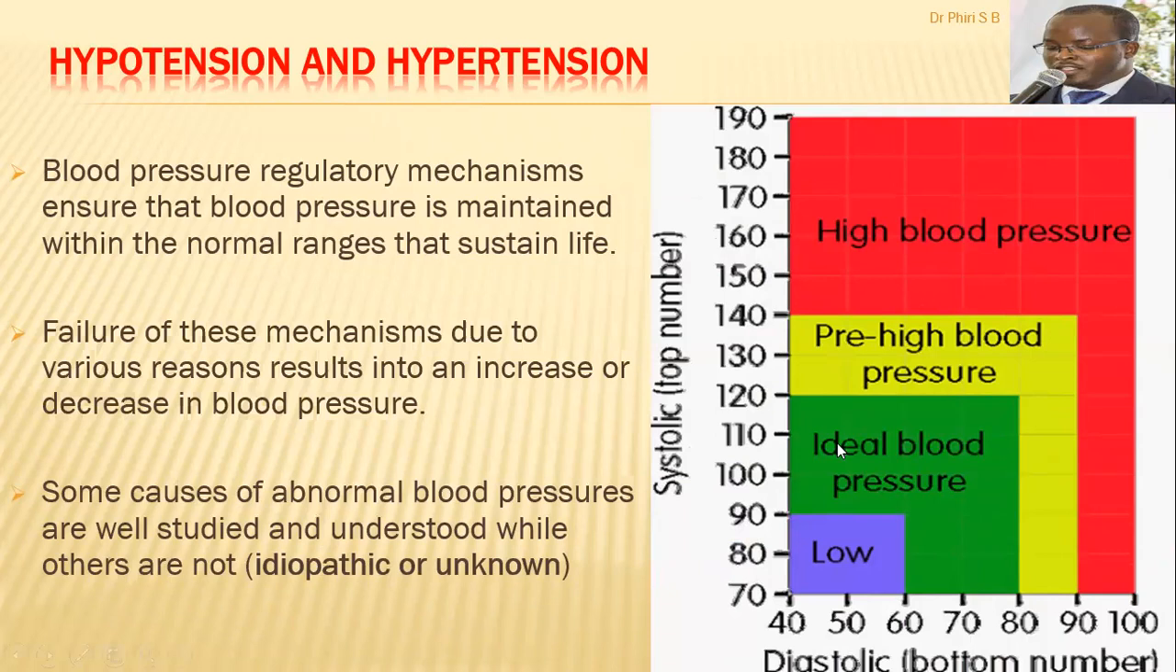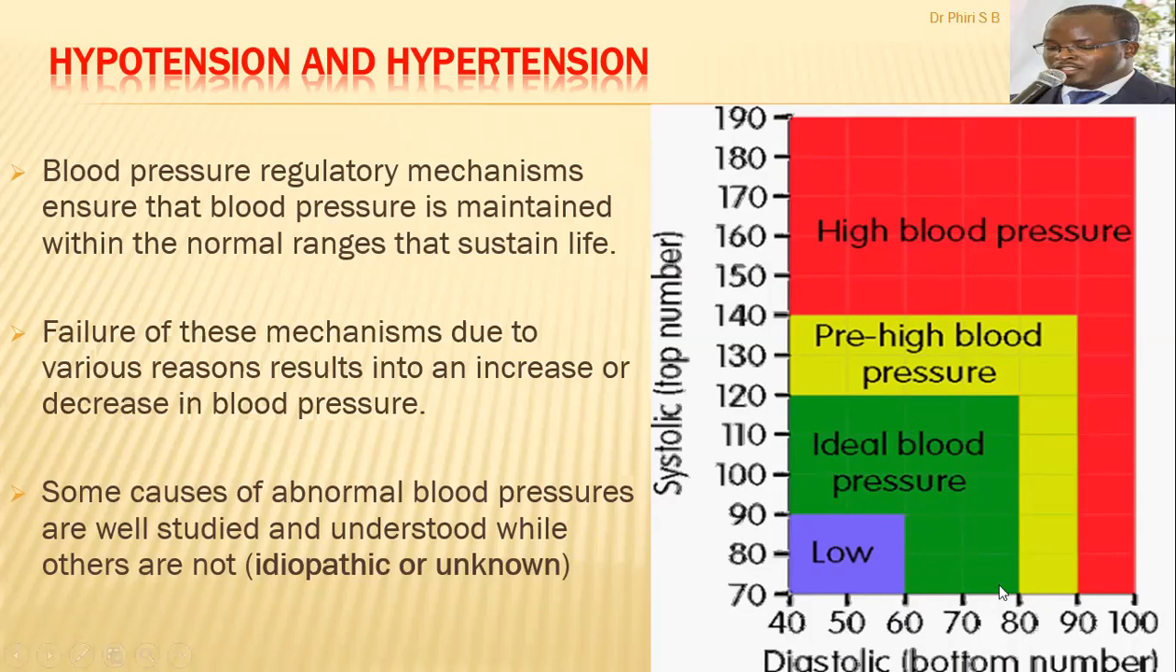The one shown in green is the ideal blood pressure that is maintained within the body. You can see on the x-axis you have systolic, then on the y-axis you have diastolic blood pressure. The normal diastolic blood pressure needs to be maintained between at least 60 and 80. This is the acceptable range of diastolic blood pressure, 60 to 80.